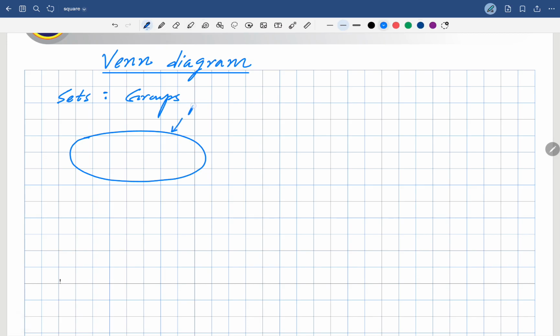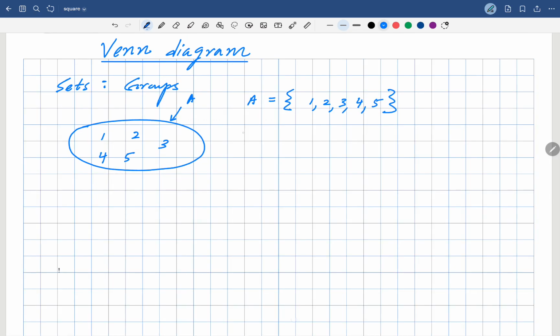Now you can say it's A. So you can have elements here: 1, 2, 3, 4, 5, something like that. So you can say A is nothing but, in curly braces, 1, 2, 3, 4, 5. Now, n of A means the number of items in A. So the answer is 5, the number of items in A.